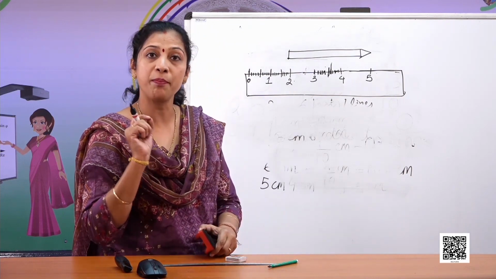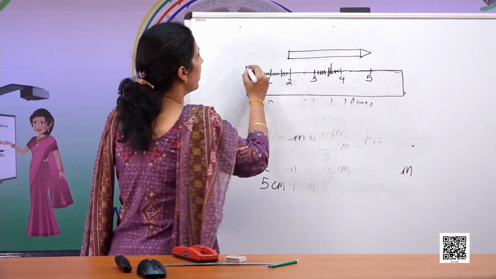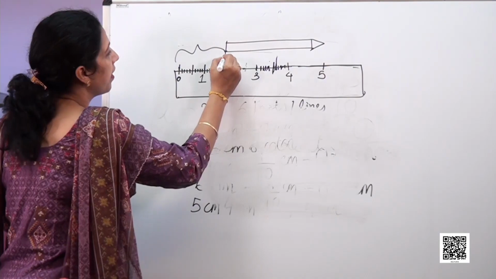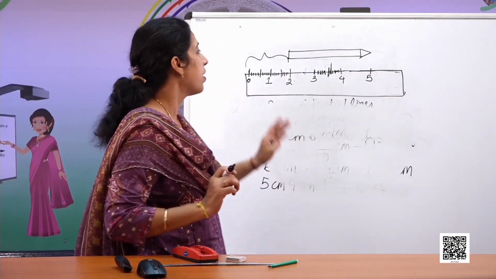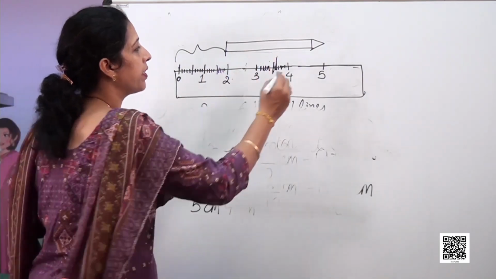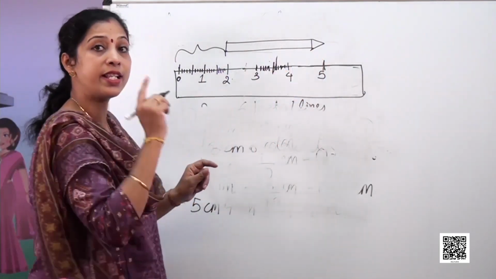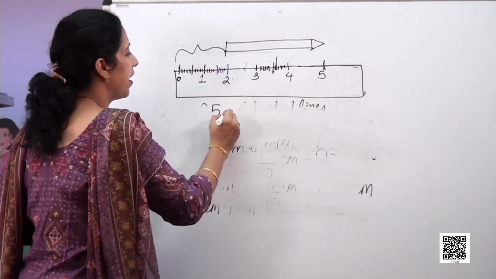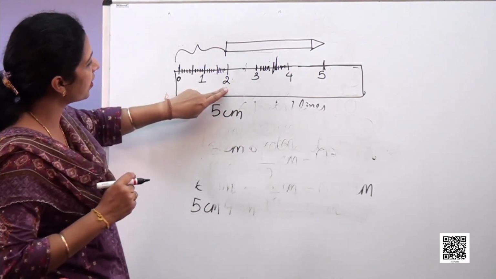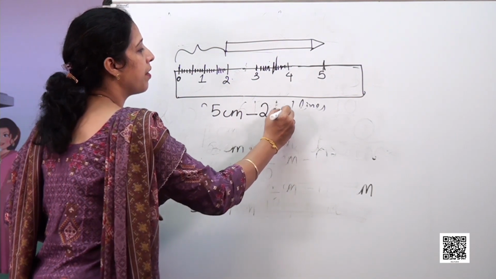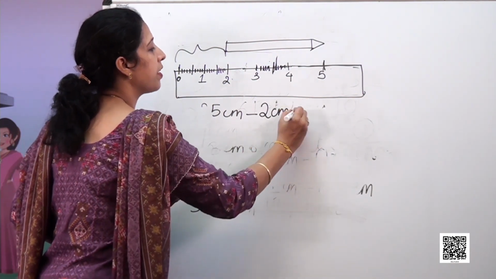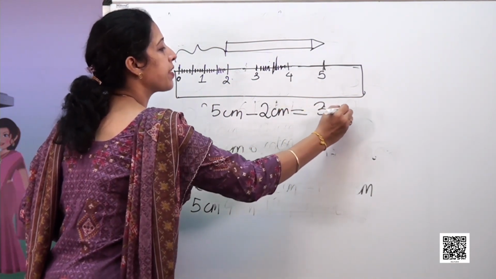No, it will be completely wrong because we are not taking care of this length which is not there at all. So the length of the pencil will be the final length, that is 5 centimeter, and the length from which it is starting, that is 2 centimeter. 5 centimeter minus 2 centimeter is equal to 3 centimeter.